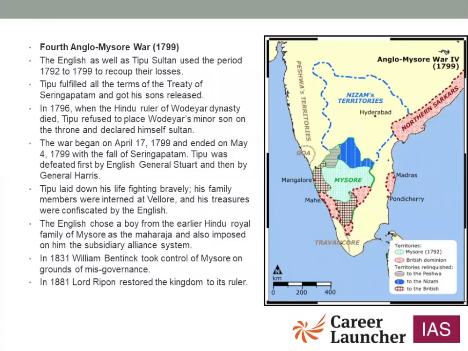Then after this series of Mysore Wars, in 1831, William Bentinck took control of Mysore on the grounds of misgovernance. And 50 years after that, in 1881, Lord Ripon restored the kingdom to its local ruler. So that is all about the conquest and expansion of the British Empire in Bengal and Mysore.